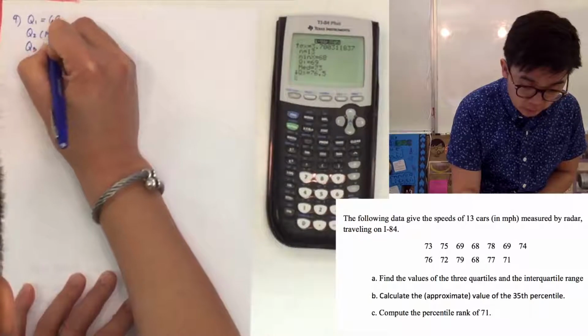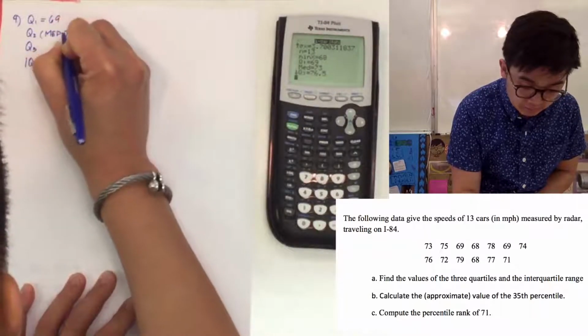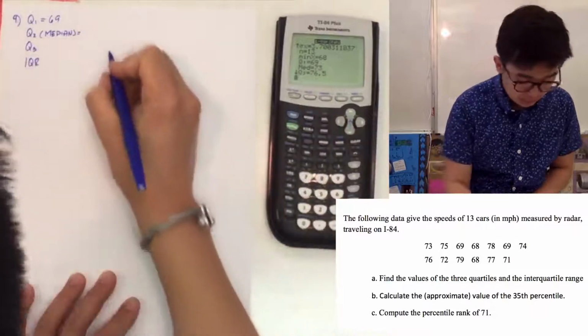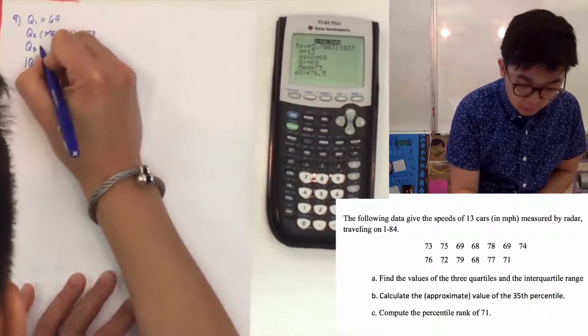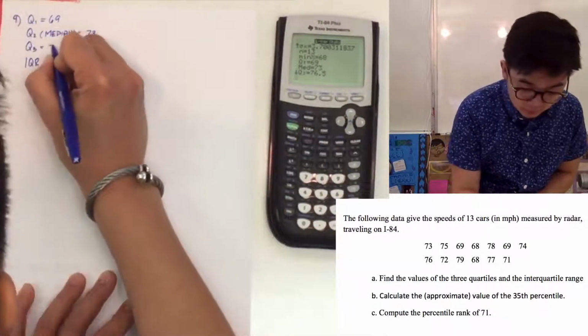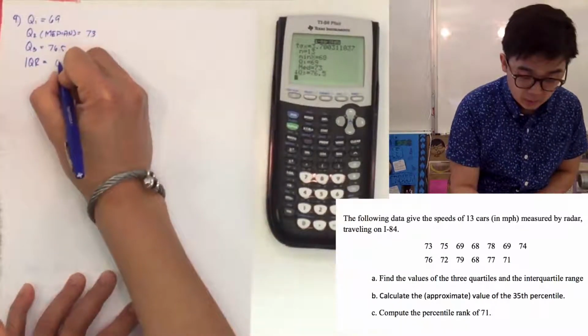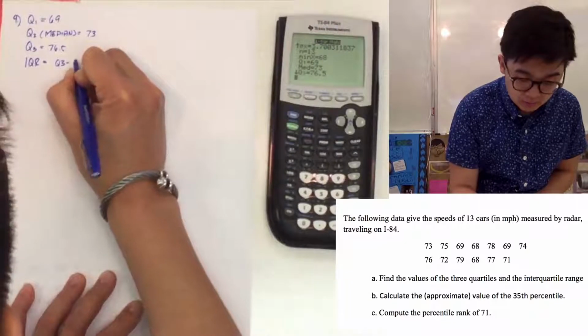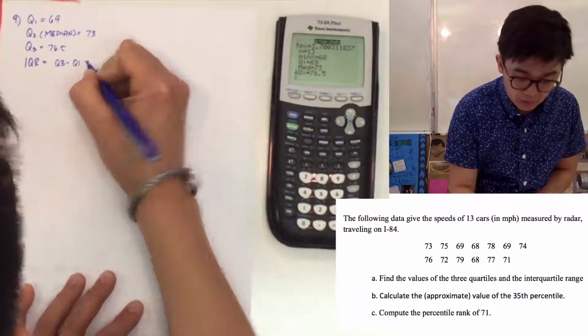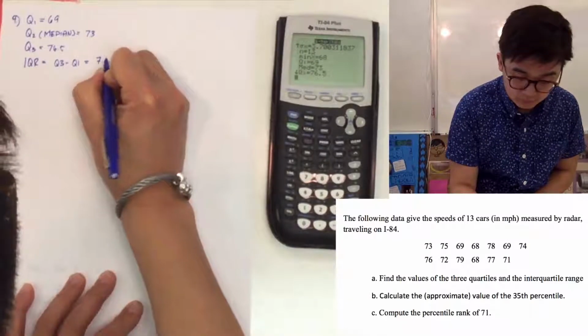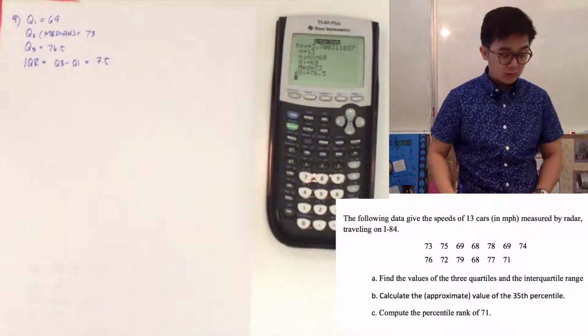Q2 is also your median, and it's giving us 73. Q3 is 76.5, and our IQR is Q3 minus Q1. So when you use a calculator, it's going to give us 7.5. So that is our IQR.